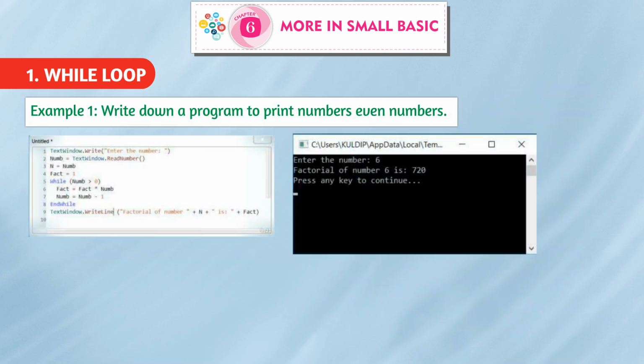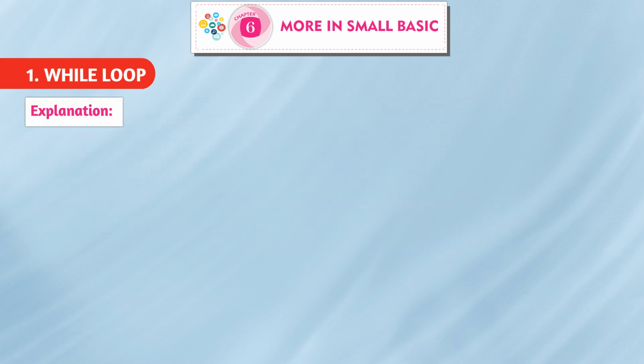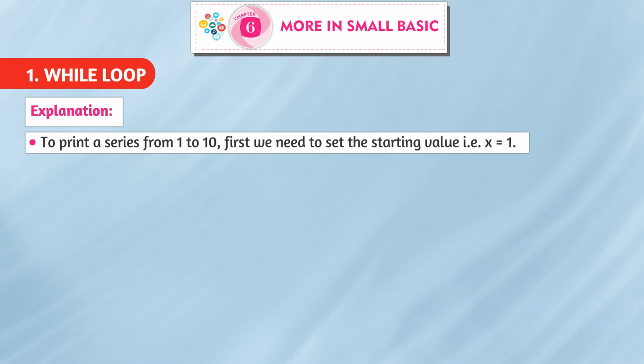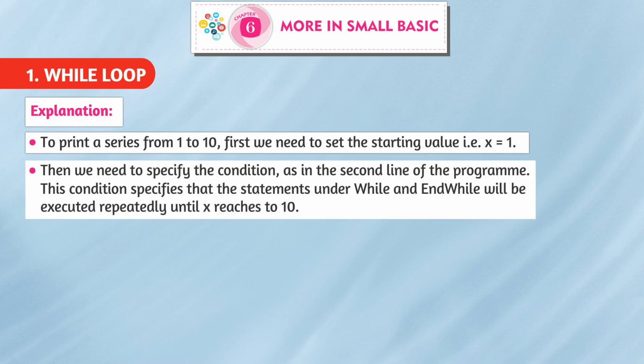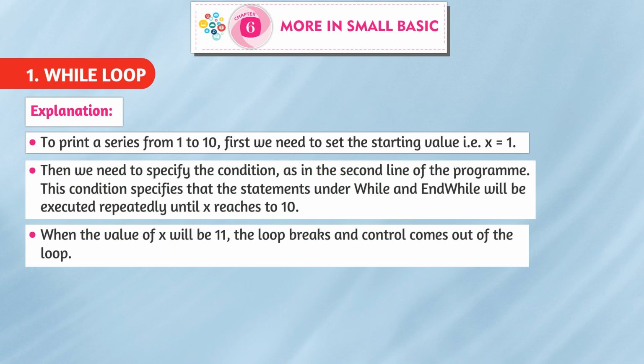Example 1. Write down a program to print numbers, even numbers. Explanation. To print a series from 1 to 10, first, we need to set the starting value, that is x = 1. Then we need to specify the condition as in the second line of the program. This condition specifies that the statements between while and end while will be executed repeatedly until x reaches 10. When the value of x will be 11, the loop breaks and control comes out of the loop.